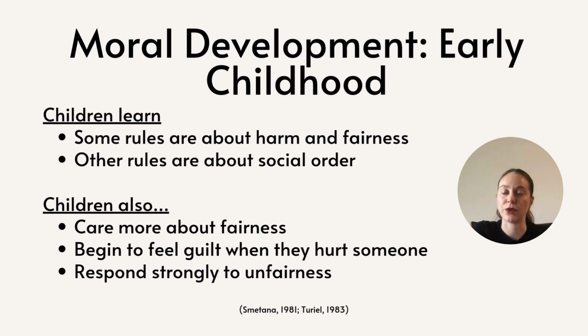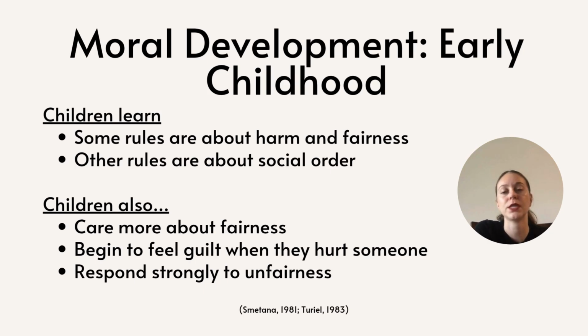So, as we shift from infancy to early childhood, one of the biggest shifts we see is children's ability to distinguish between two types of rules. Research done in '81 and '83 shows that young children recognize rules about harm and rules about fairness. For example, they know hitting is wrong because it physically hurts. Other rules are generally seen as social order, whether or not they're going to be accepted, like wearing pajamas to school or sitting in a specific seat.